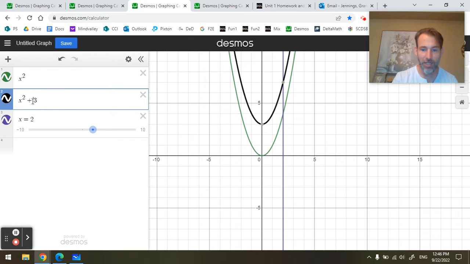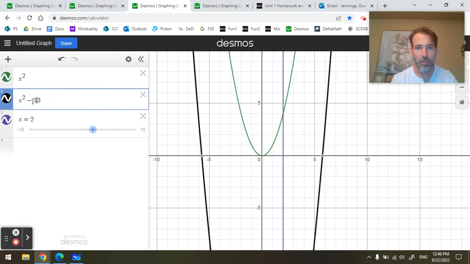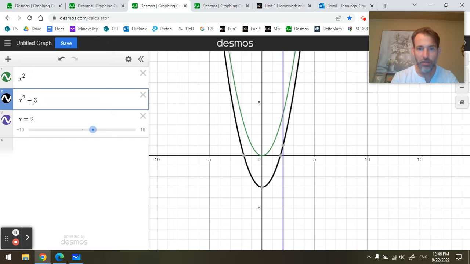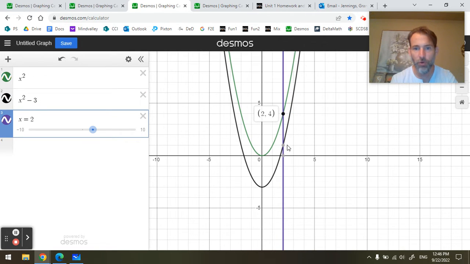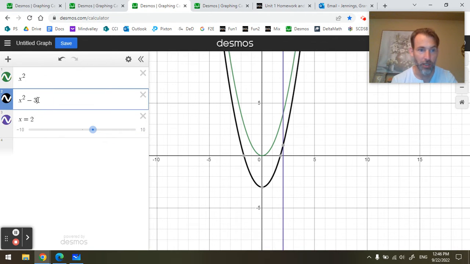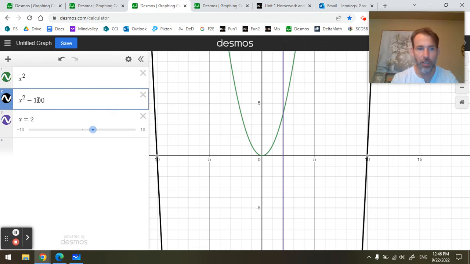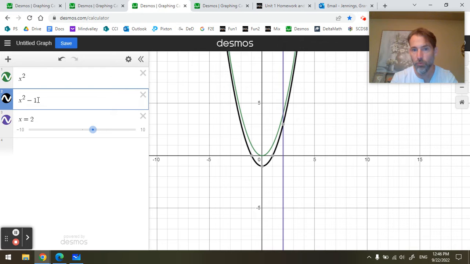If we had here minus 3, there's minus 3. Every point went down by 3. So this point used to be at 4. Now it's at 1. So it's vertically translated downwards by 3 units. That is pretty intuitive. It does what you'd expect. If I subtract a big number, it will go down way far. That's minus 100, that's minus 10, that's minus 1. However much I take away is how much every point moves down.